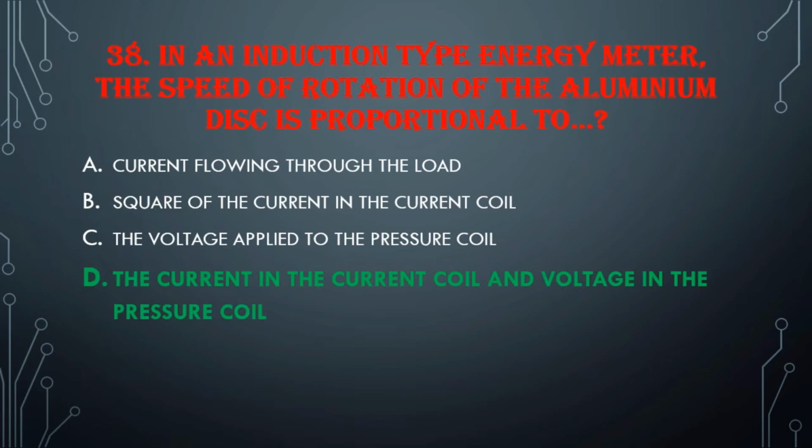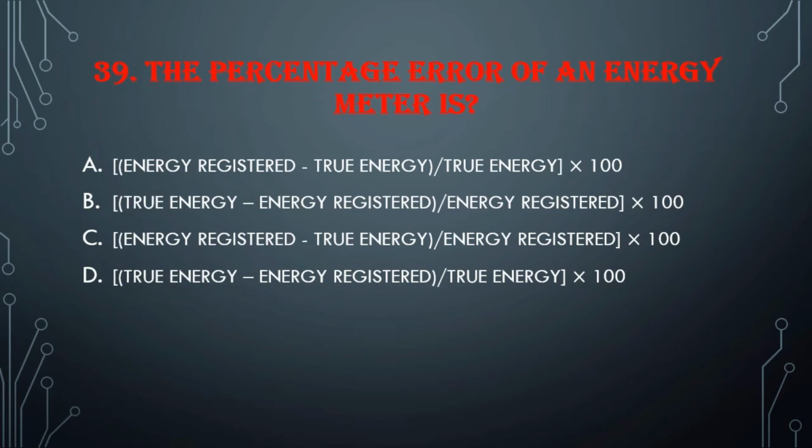The correct answer for this question, my friends, is D, the current in the current coil and voltage in the pressure coil. The next question for you all, my friends, is that the percentage error of an energy meter is. The options are A, energy registered minus true energy, by true energy into 100, B, true energy minus energy registered, by energy registered into 100. C, energy registered minus true energy, by energy registered into 100. D, true energy minus energy registered, by true energy into 100. And your time starts now.